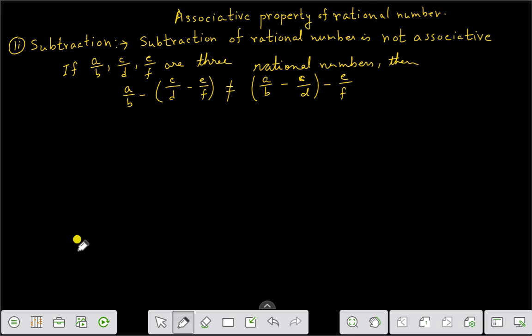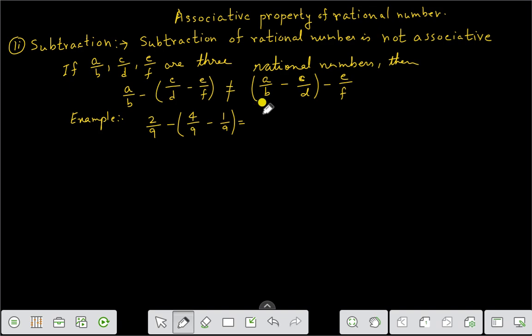Let us take one example. We are taking here an example of three rational numbers. Let us take 2 by 9 minus, 2 by 9 minus 4 by 9 minus 1 by 9.